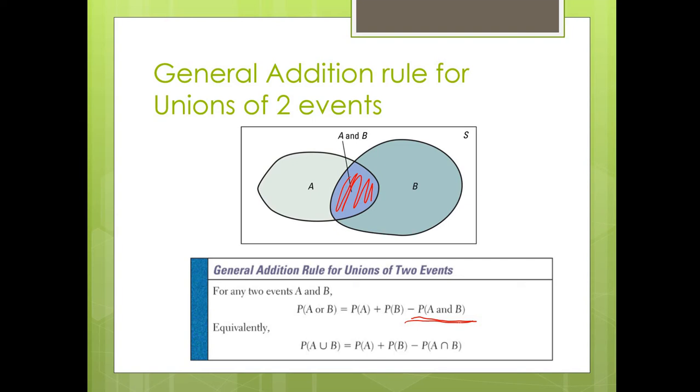And then below is the formula written in symbols. So you've got your intersection and your union here. That's your union, and this is your intersection symbol for the probability.